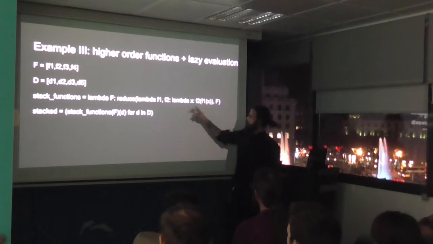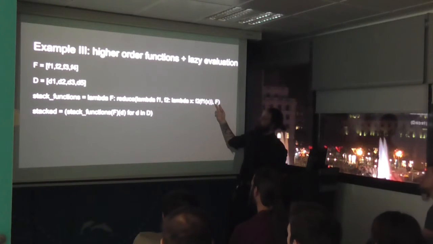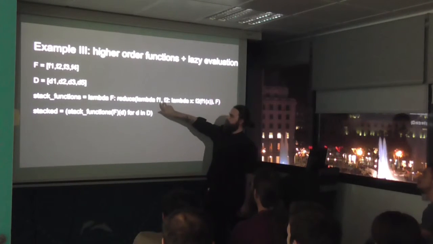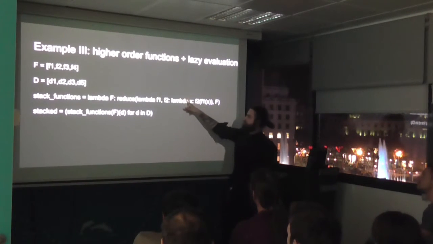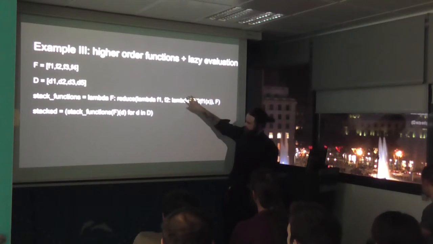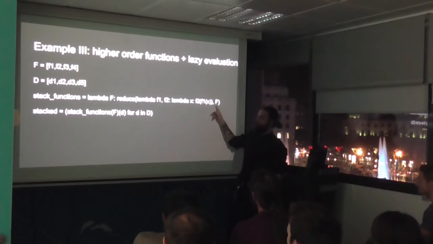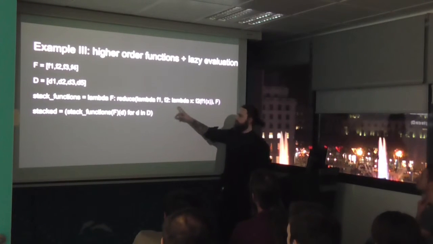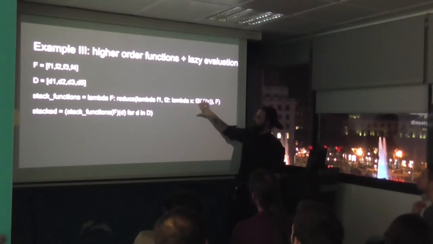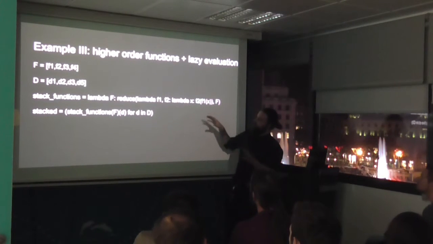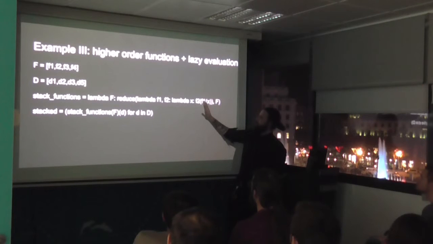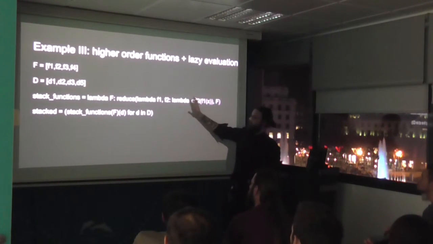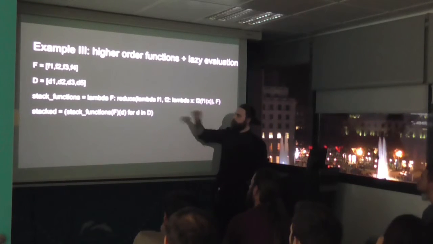So we take first the first two functions of this list, and we apply this function. And this results in just one function. Then take this result and take the next element of the list f, and repeat, apply this function, and it returns one function. So if you unwrap this reduce, it's just doing f1 of x, then f2 of the result, then f3 of the result, then f4, and so on.